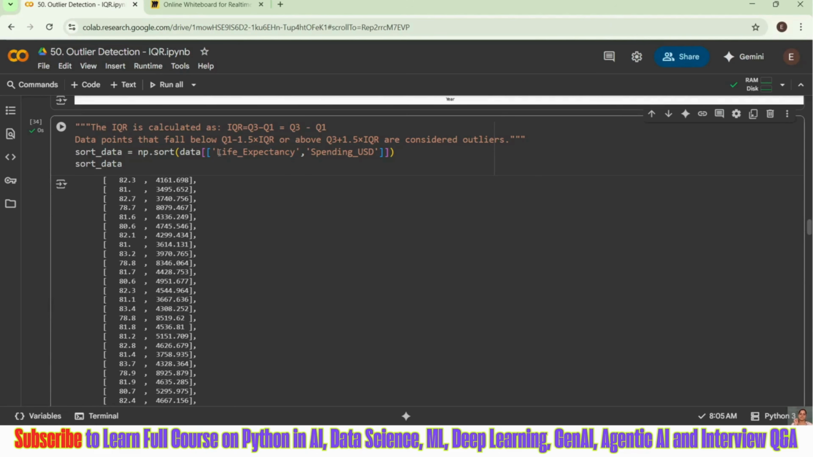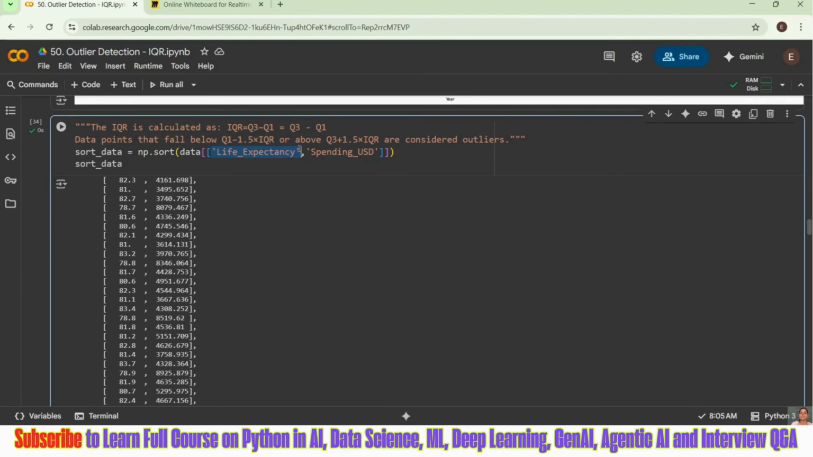Now we will understand how to calculate IQR. The first thing I did here is sort my data. Why does sorting matter? Because it gives me the highest point and the lowest point. If I do not sort it, the lowest point will come in between and might be missed, right? So the first thing I did, I have taken my sorted data and I am sorting for these two columns.